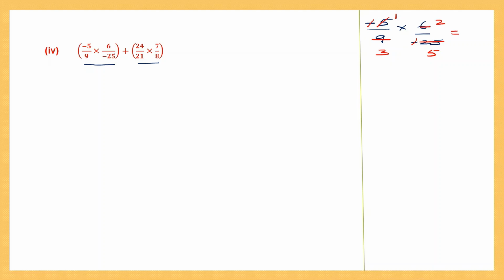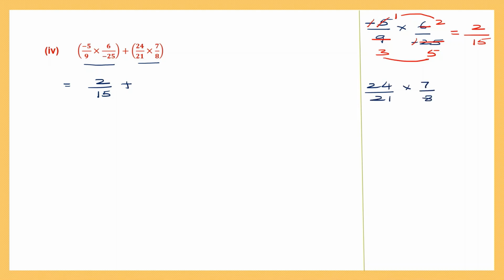So now what do we have? 1 into 2 is 2 and 3 into 5 is 15. So we have 2 by 15 after we finished removing the first set of brackets here, 2 by 15 plus, now let's take the next one, 24 by 21 into 7 by 8.